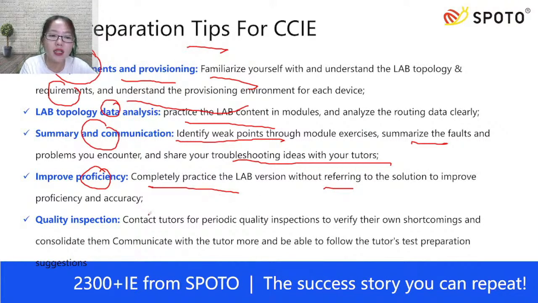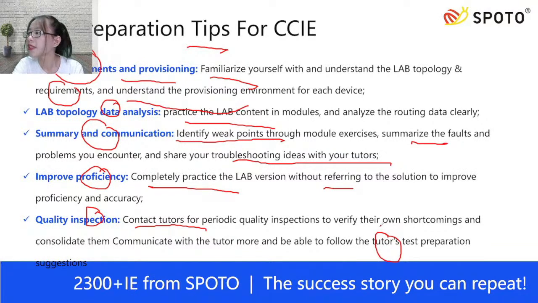So the last part is quality inspection. Contact me for periodic quality inspection to verify your own shortcomings and consolidate them. Communicate with the tutor more and communicate with me more, and be able to follow our test preparation suggestions.